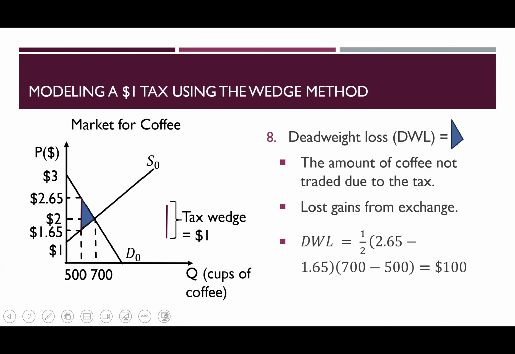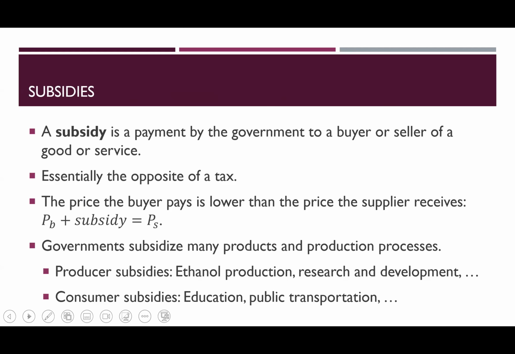Our base is the amount sold under the tax taken from the amount sold in equilibrium, so 700 minus 500. And our height is the size of the tax, so the difference between the price that buyers pay and the price that sellers receive. So we'll have 1/2 times 1 times 200, and that's going to get us to $100 of deadweight loss.